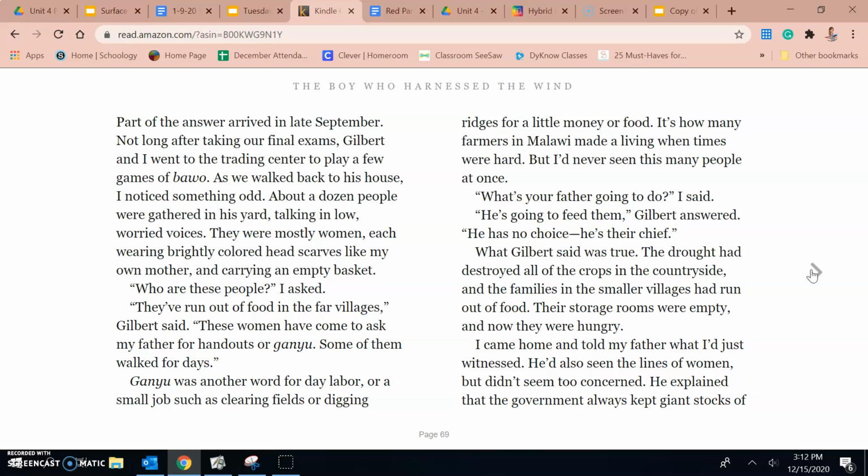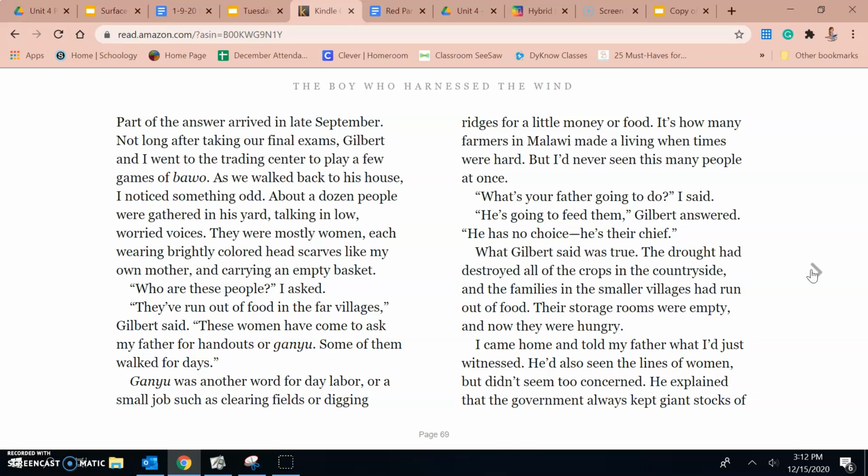What's your father going to do? I said. He's going to feed them, Gilbert answered. He has no choice. He's their chief. What Gilbert said was true. The drought had destroyed all of the crops in the countryside, and the families in the smaller villages had run out of food. Their storage rooms were empty, and now they were hungry.